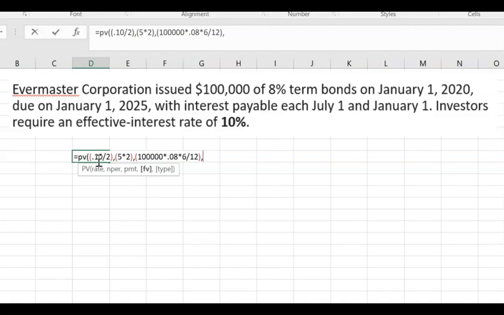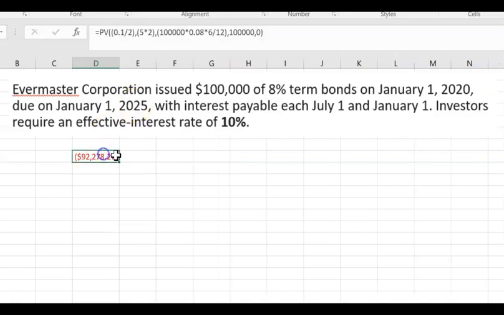The future value is the face value of the bond, or the amount that the company is going to have to repay at maturity, which is 100,000. Payments are made at the end of the year, so type is 0. And we get the present value of the bond, rounded to the nearest dollar, 92,278. Now we don't need to know how to calculate that. That amount will be given to us in our problems, but this helps us understand where that amount is coming from.